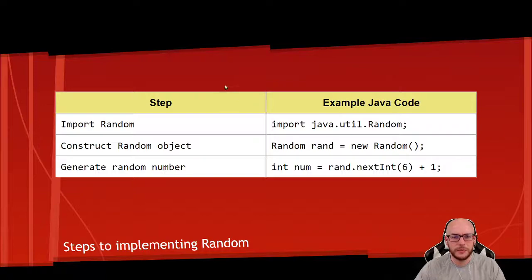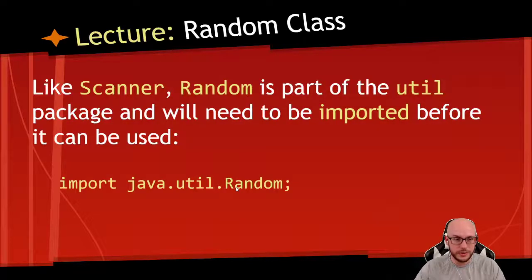Let's take a look. For one thing, just like Scanner, we're going to have an import statement, and just like Scanner, you're going to need to construct an object, in this case a Random object, and then we'll end up generating a number. So like Scanner, Random is part of the util package. You will need to import it before you can use it. Right, so here's our import statement. That, of course, appears at the very top of our class, right? Even outside of the class, the very top of our file, maybe I should say.